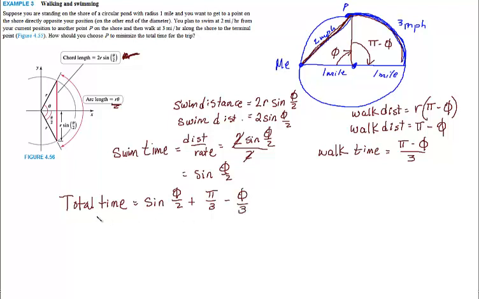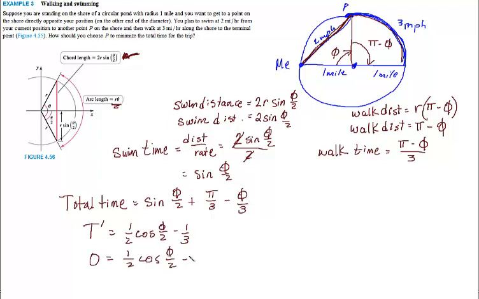I can get my maximums and my minimums by finding the critical points, so I'll take the derivative of my total time, I'll call that big T. The derivative of this involves the chain rule. Take the derivative of the outside, that would be cosine phi over 2, times the derivative of the inside, that would be 1/2, plus, well, you wipe out because you're just a constant, and the derivative of this with respect to phi is minus 1/3. I need, in order to find the critical points, that this equal to 0.